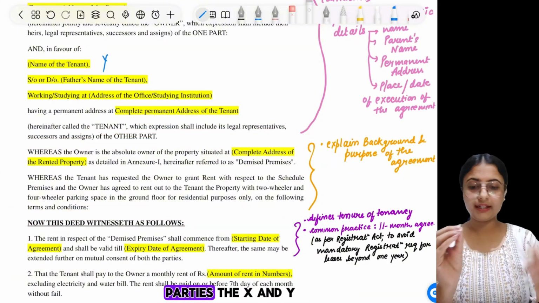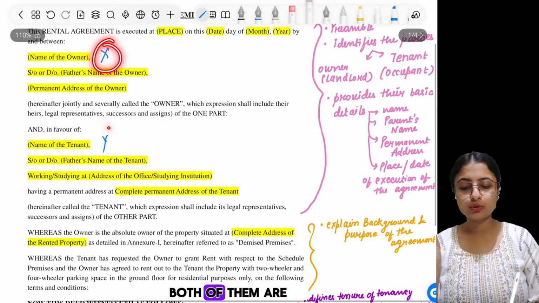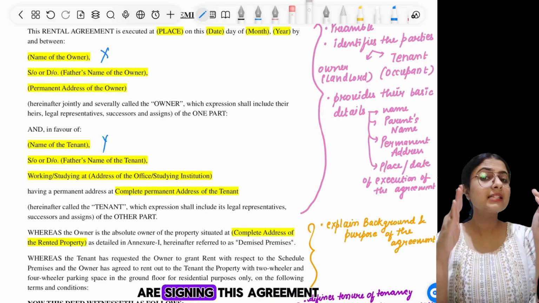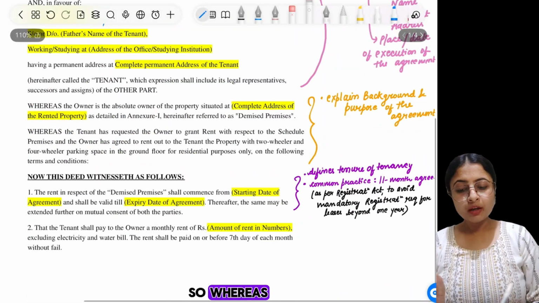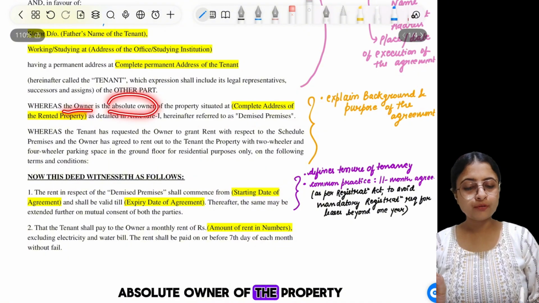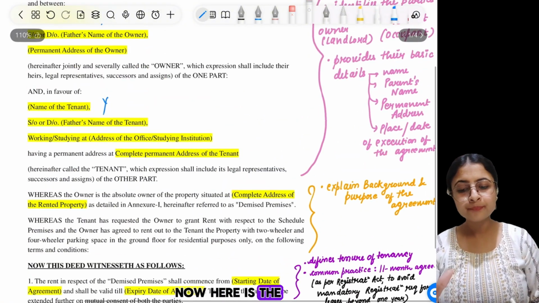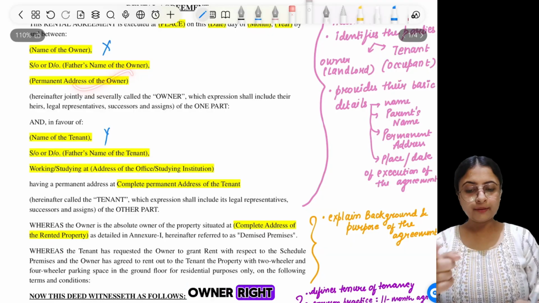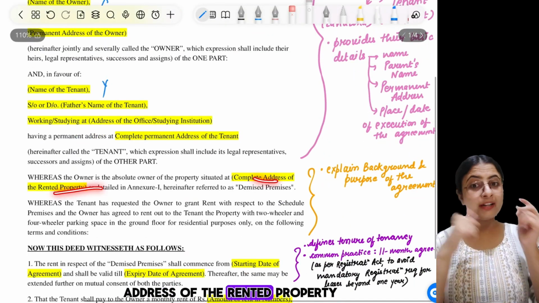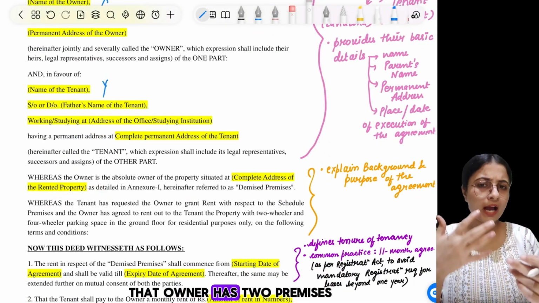Why both the parties, X and Y, are entering into this agreement and signing it. So, whereas the owner is the absolute owner of the property situated at the complete address of the rented property. Now here is the permanent address of the owner, right? And here is the address of the rented property, because it might happen that the owner has two premises.